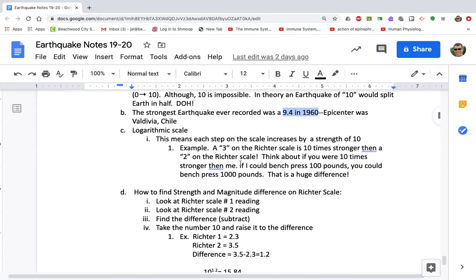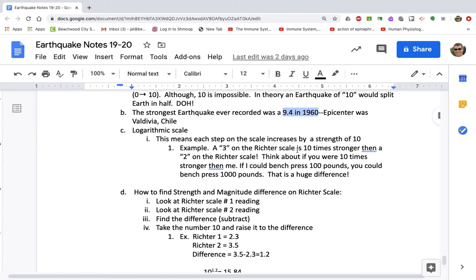This is a logarithmic scale. It means that every number on the scale does not differ by 1, rather by 10. So each step on the scale increases in strength by 10. For example, a 3 on the Richter scale is not 1 time stronger than a 2, it's 10 times stronger than a 2. Just like your reader you just had on the Japan earthquake, the Japan earthquake was 3 numbers higher than the Haiti earthquake. Therefore, because it's 3 numbers higher, it's not 3 times stronger, it's 10 to the third: 10 times 10 times 10, 1,000 times stronger. That's a lot.